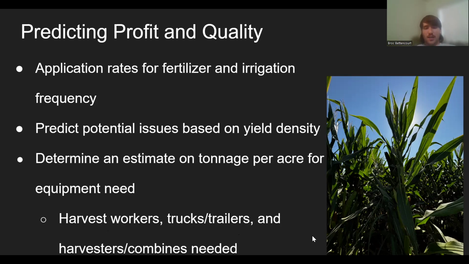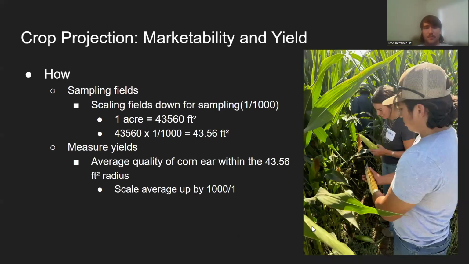Moving on to our next slide here. For crop production, marketability, and yield, how we did this was through sampling fields. So we scaled down fields by doing 1/1000th of an acre.